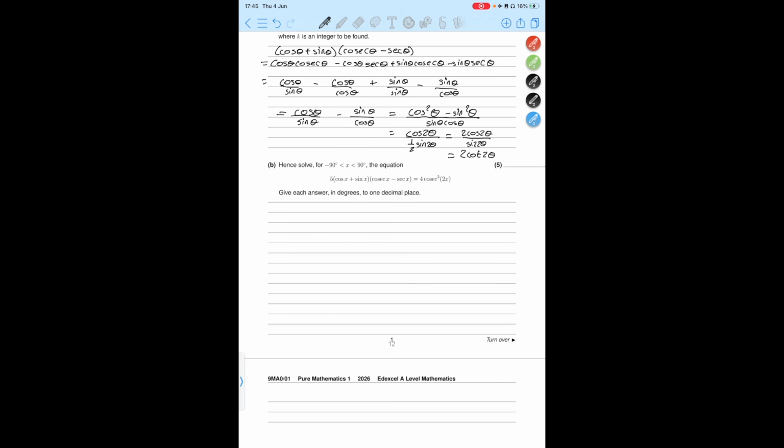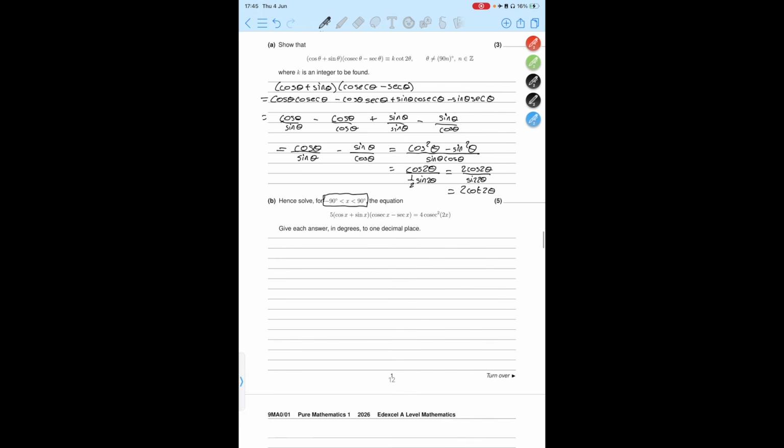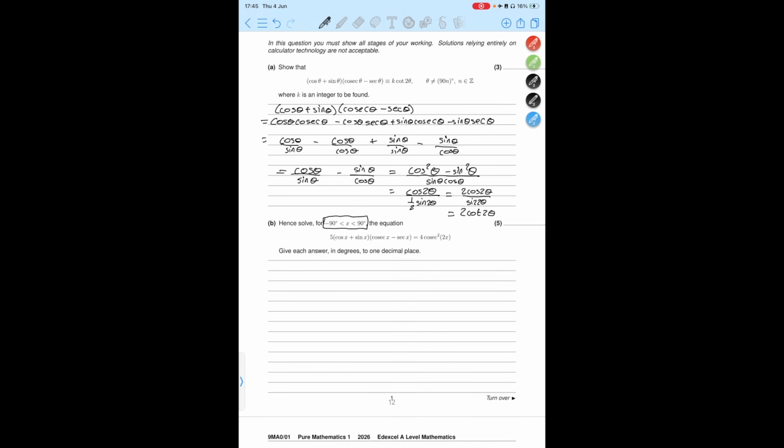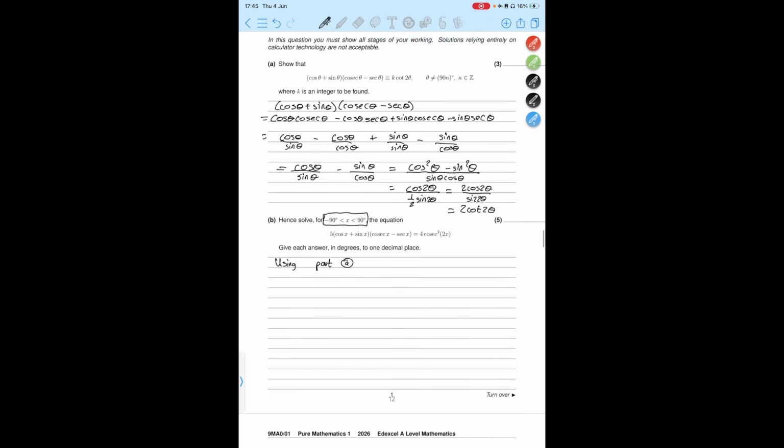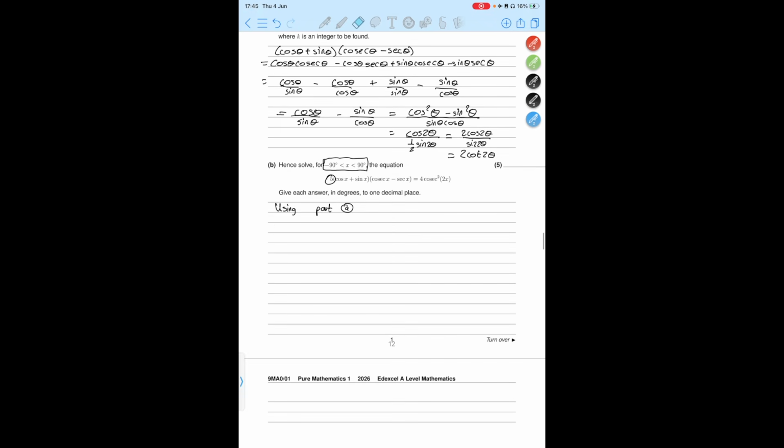Okay. Now let's move on to part B. So first of all, just going to make a box of this so I don't forget this. Okay. Solve this equation. All right. So my first thing is this is exactly what they've given us. So using part A, we can literally write that bracket as 5. So remember here, this 5 wasn't in the original one. 5 of 2 cot 2x equals 4 cosec squared 2x. Okay?